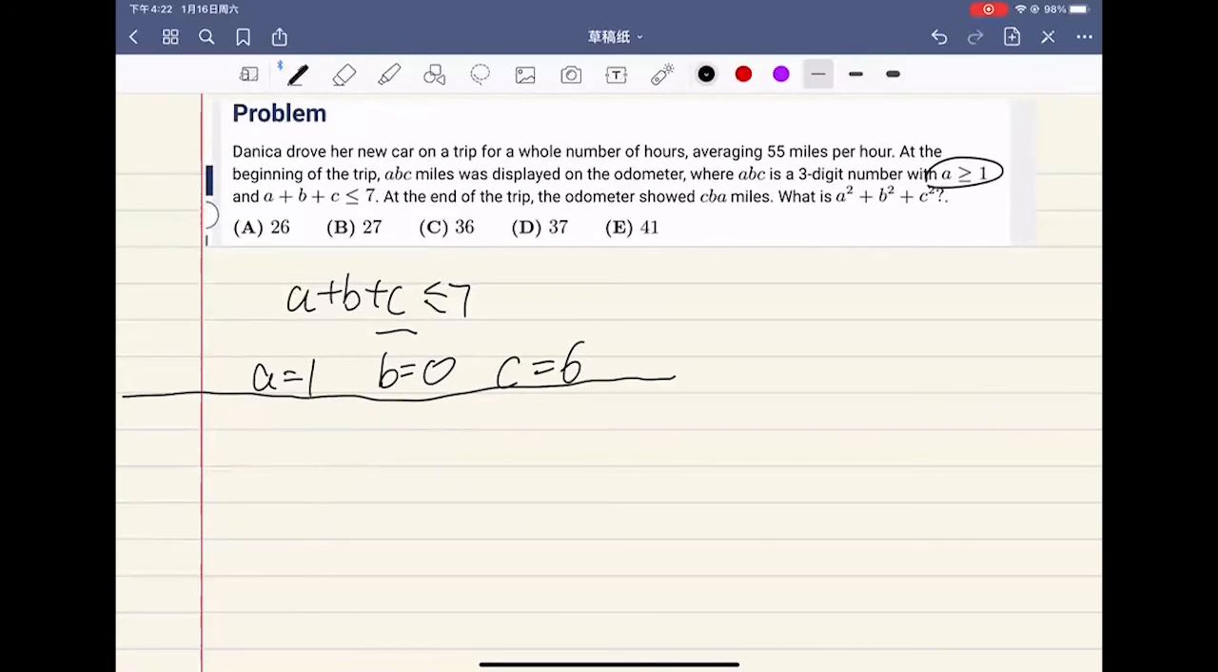Okay, now let's assume what's the largest possible value of A. We are assuming C is the smallest value. We know C doesn't equal 0, so the smallest possible value for C is C equals 1. At that moment, we are still assuming B equals 0. Thus, we have the maximum value for A equals 6.